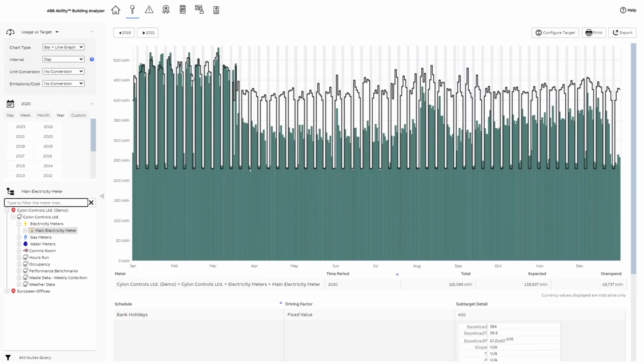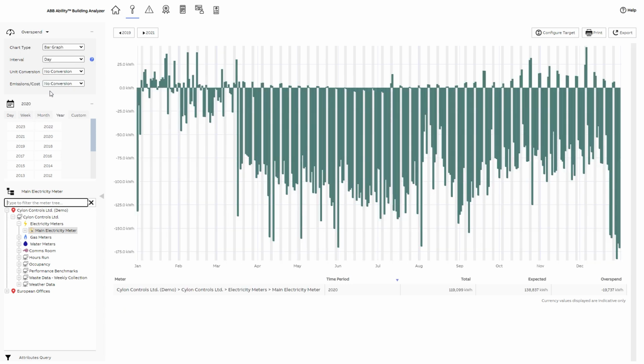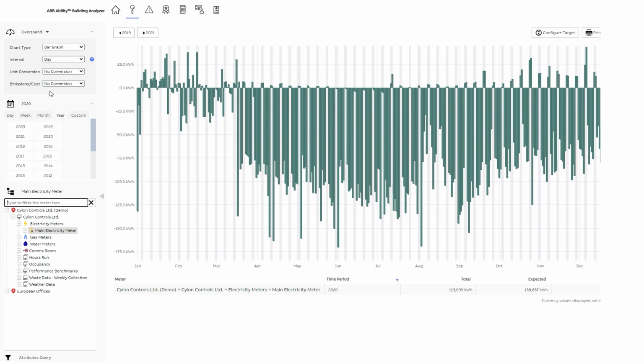Let's take a look at the first one. Select Overspend from the drop-down menu. We now see the differences between real values and the target values plotted as a bar graph. This lets you easily see where you are over target or under target and by how much.